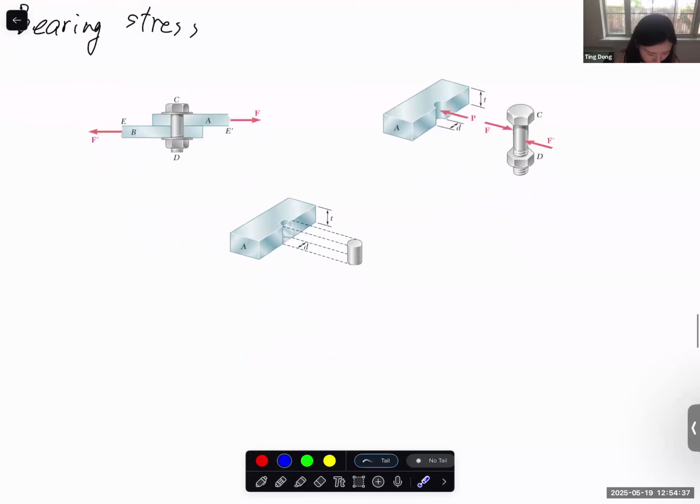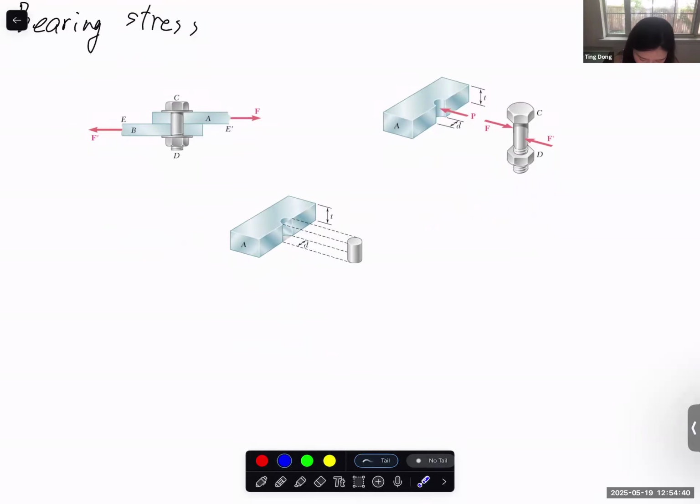So this is the bearing stress. Just imagine that you use a fastener to connect 2 plates, and there is tension on these 2 plates. So this tension in the plate itself is tensile force, tensile stress. For the fastener, if we calculate the stress in the fastener, it is the shear stress. Do you guys agree? It's a shear stress generated in the fastener.